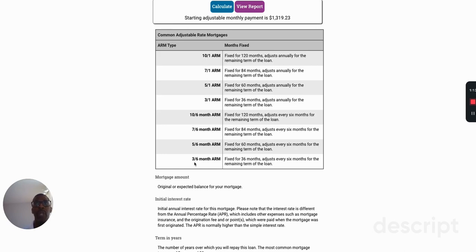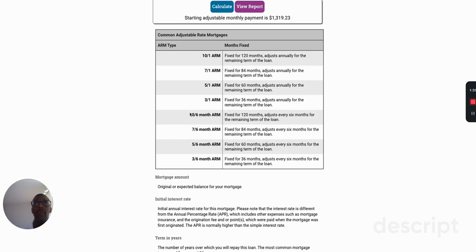Now down here you have a 3-6, which means that it's fixed for 3 years, and after the 3-year period, it adjusts every 6 months. Same with the remaining ones here. You have a 5-6 ARM, which means that it's fixed for 5 years, then it adjusts every 6 months, and so on and so forth.